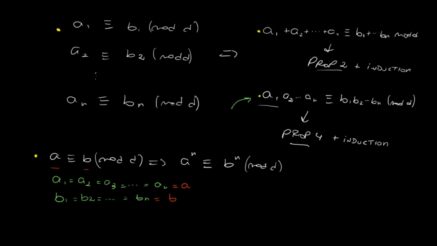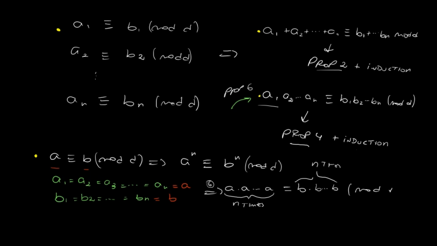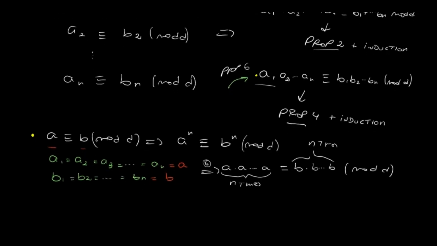So then, using property 6, we know that A times A and so on times A, n times, will be congruent to B times B times B, n times, modulo D. And this is exactly what we wanted to prove, that A to the power n is congruent to B to the power n modulo D.